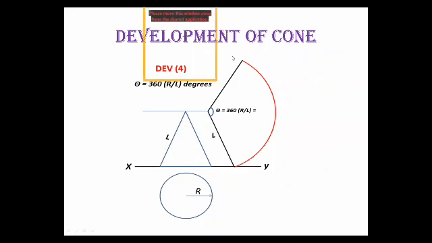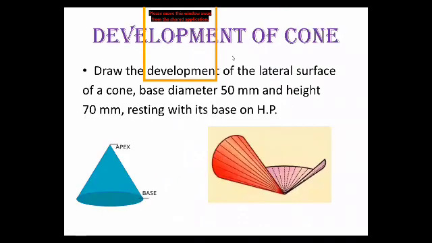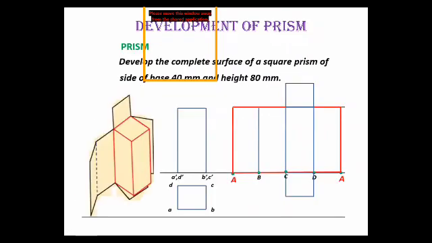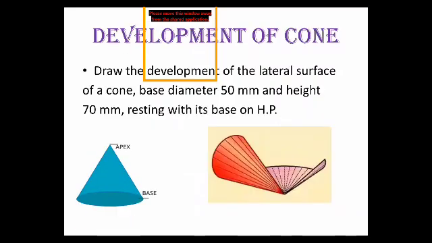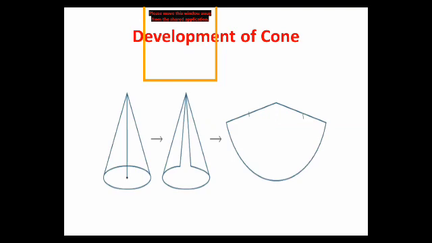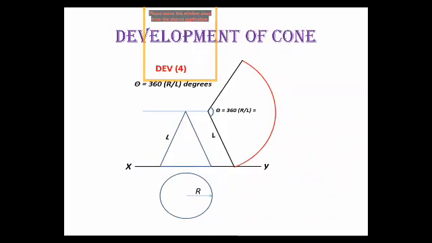So in this lecture, we studied the development of prism and how to develop it. The development of prism is nothing but a rectangular shape, and then the development of cone. After cutting it from one corner, we get a shape like this.